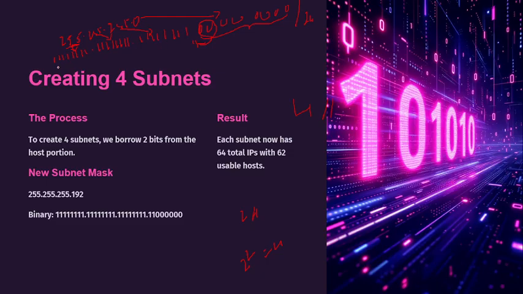So what I'm trying to do here: these are all the same, 8 ones, dot, 8 ones, dot, 8 ones, dot. Now these 8 zeros are there. Now I will make it 1 1. 2 zeros I have converted into network ID and the remaining 6 zeros. Slash 26, because I took 2 extra. This is the new subnet mask now.